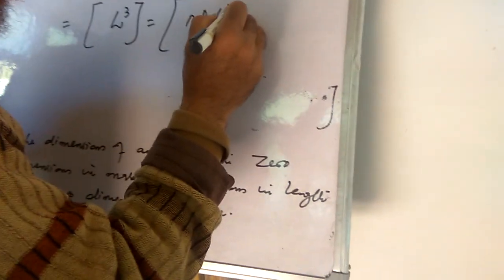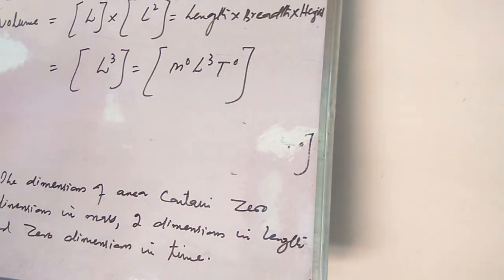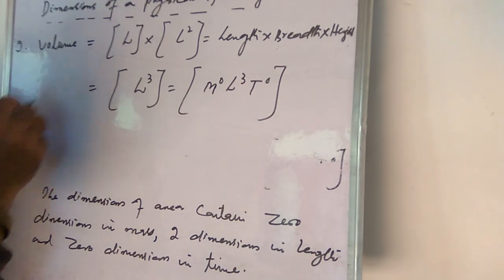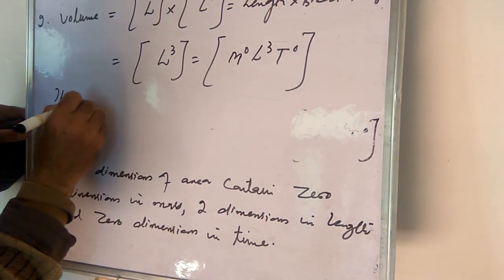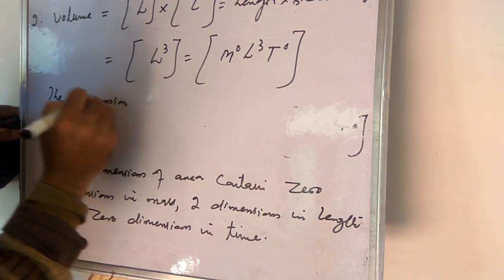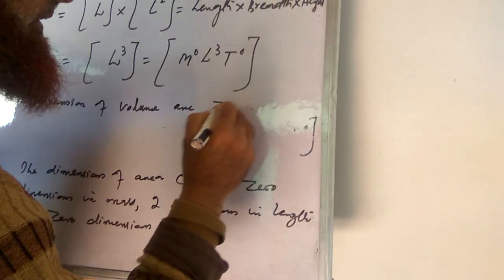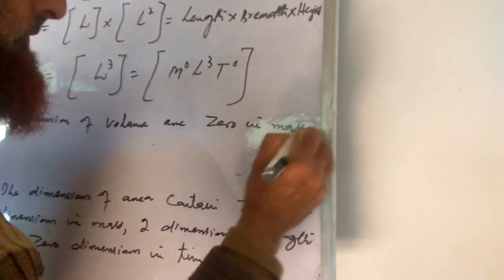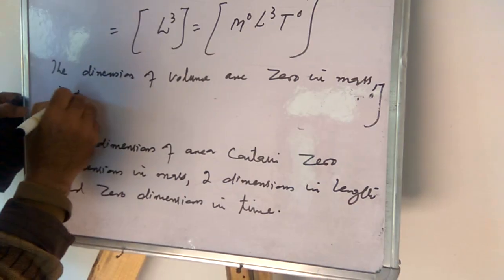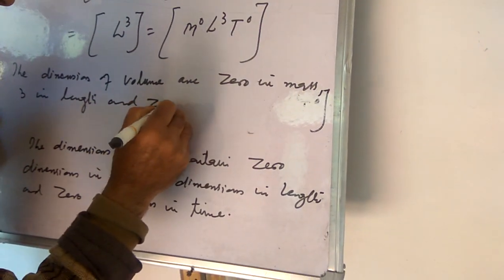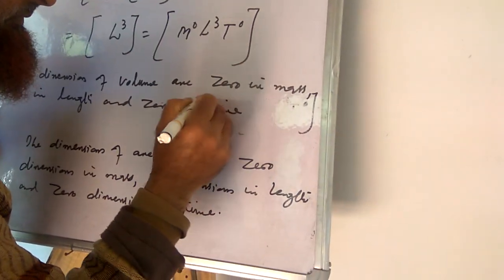M0 L cube T0. Now look here, the dimensions of volume are M0, L cube and T0. In other words, we can say volume is independent of mass and time and depends on the length. So here the dimensions of volume are 0 in mass, 3 in length and 0 in time.